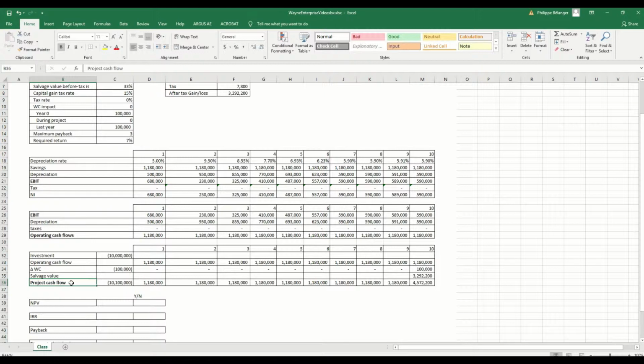Let's use what we saw in class in order to make a decision. So let's compute NPV first. Let's use the function from Excel, NPV, here to say rate. So I will use the rate of 7%.